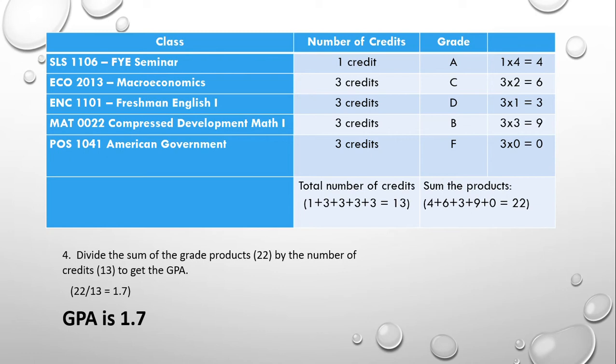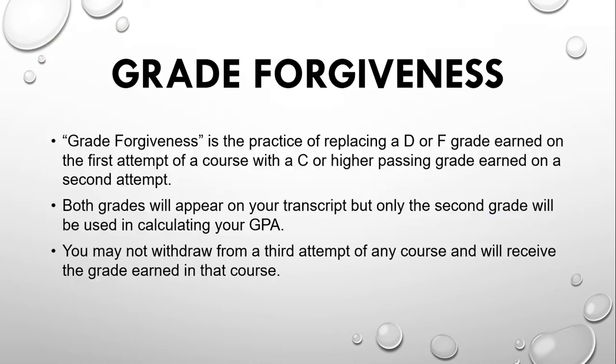And then we're going to divide that by how many credits. So let's add up how many credits. 1 plus 3 plus 3 plus 3 plus 3, that's 13. So we have to figure out how many points we've earned. So we're going to take 22, we're going to divide by the number of credits, 13, and this person's GPA is a 1.7.